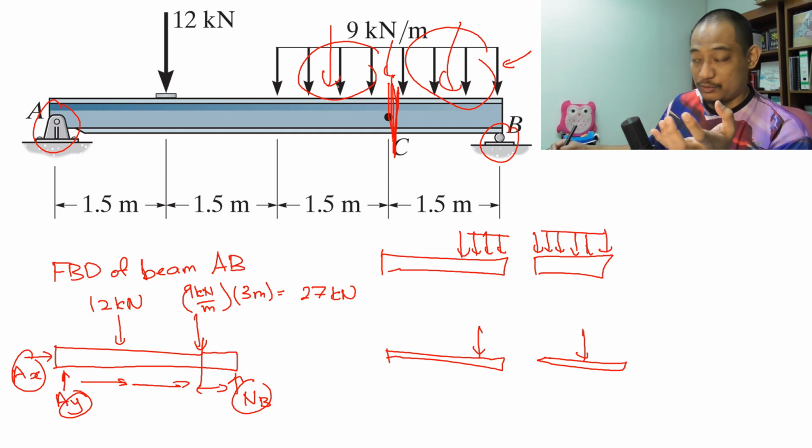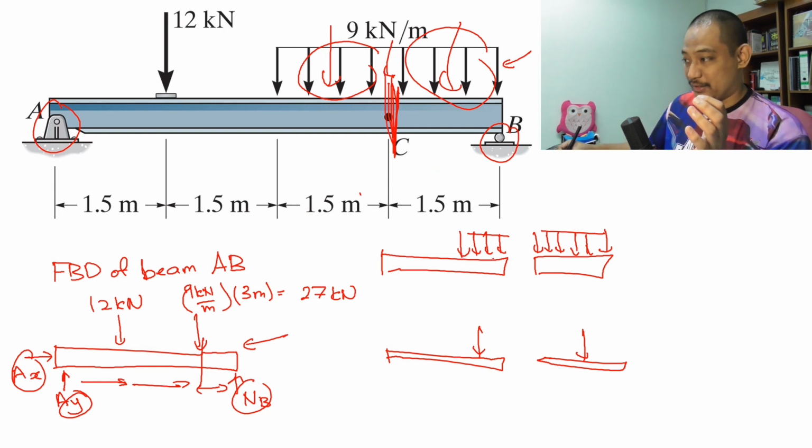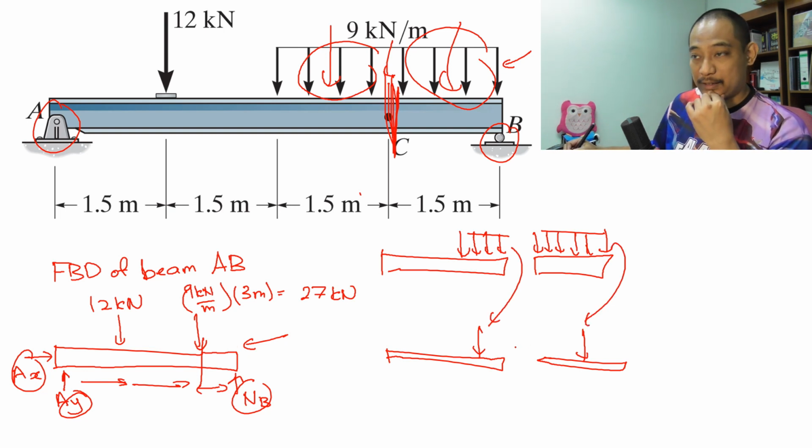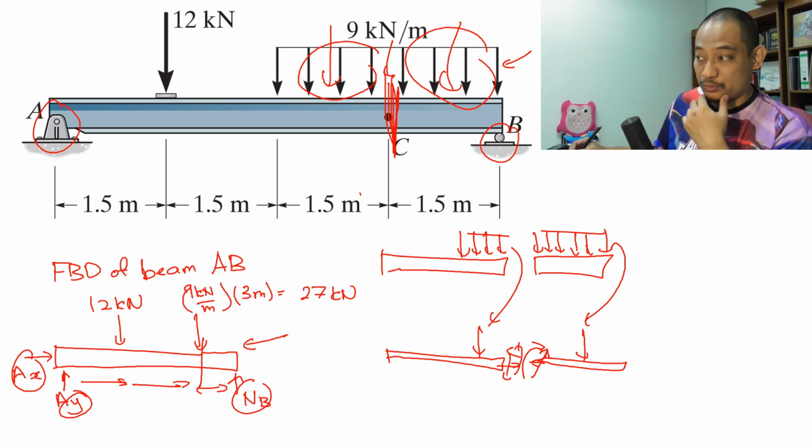Make sure you understand what you are doing. Do not cut from here. It's not valid if you do that. You have to cut and then convert the distributed loading accordingly. And the rest, you know what to do, right? So you have N, you have V, and then you have a moment. Okay, I'm drawing messy here, but I think you know what you need to do.